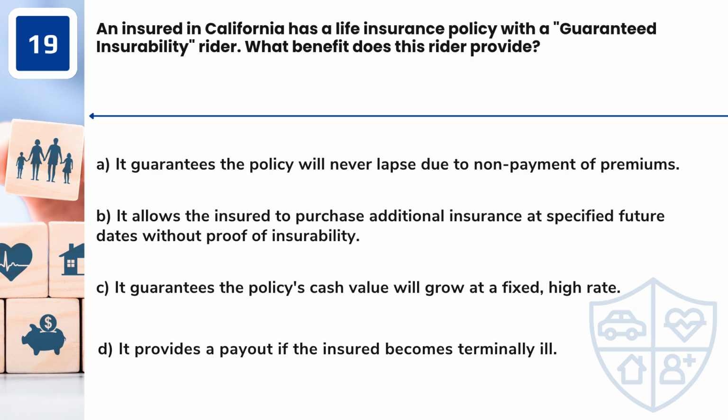Question 19. An insured in California has a life insurance policy with a guaranteed insurability rider. What benefit does this rider provide? A. It guarantees the policy will never lapse due to non-payment of premiums. B. It allows the insured to purchase additional insurance at specified future dates without proof of insurability. C. It guarantees the policy's cash value will grow at a fixed, high rate. D. It provides a payout if the insured becomes terminally ill.